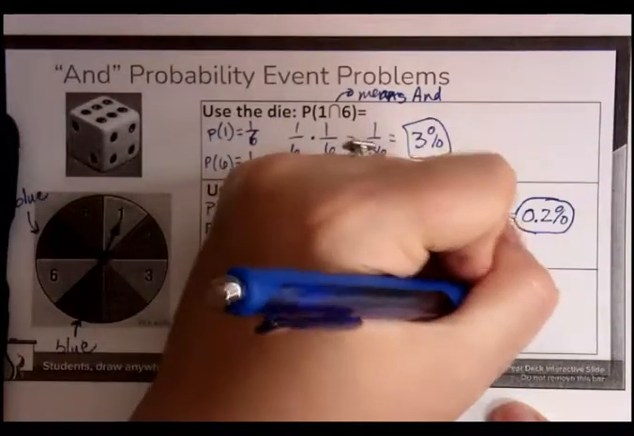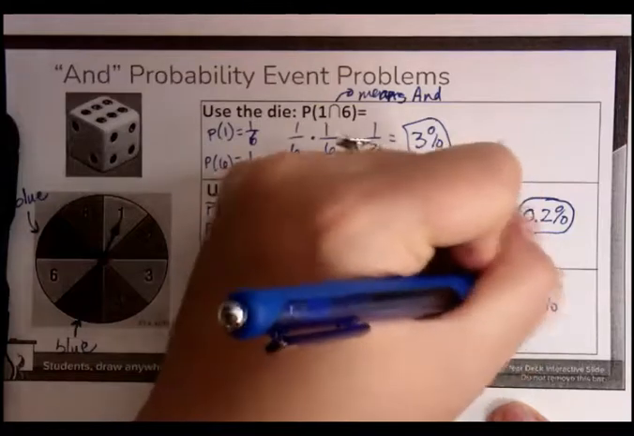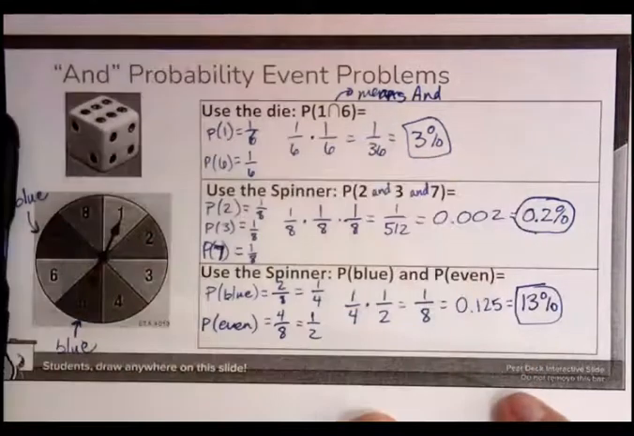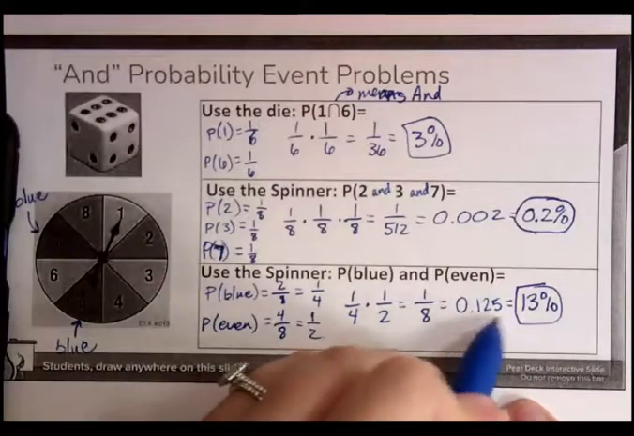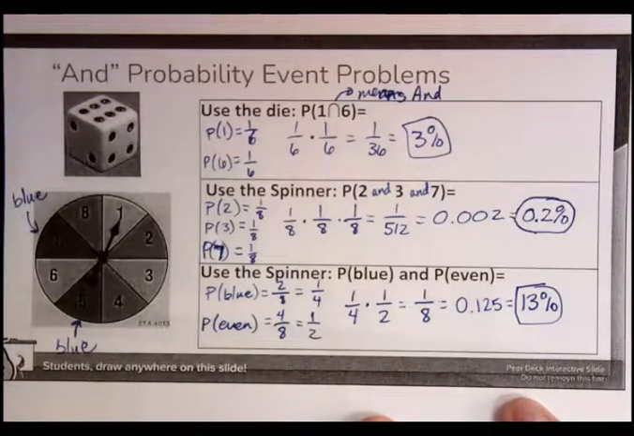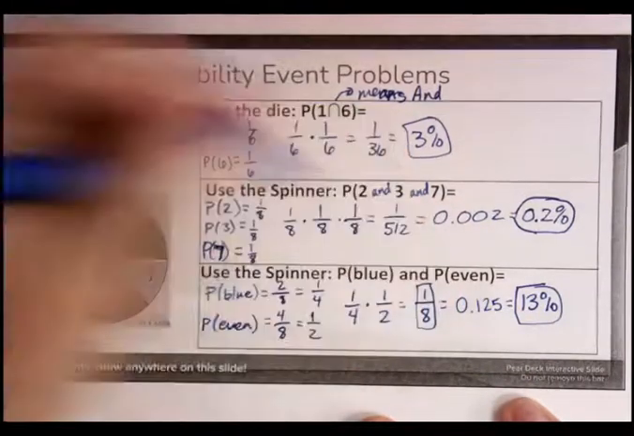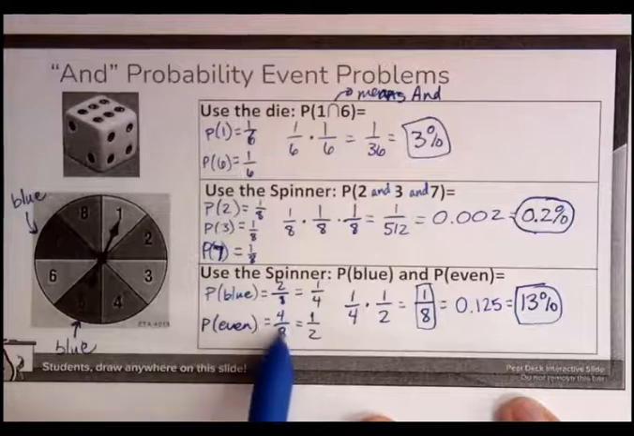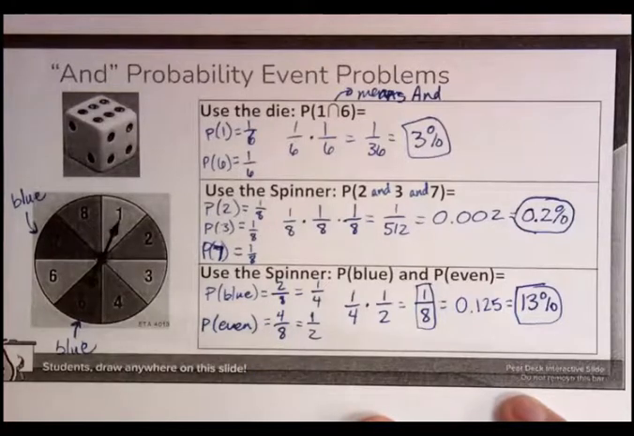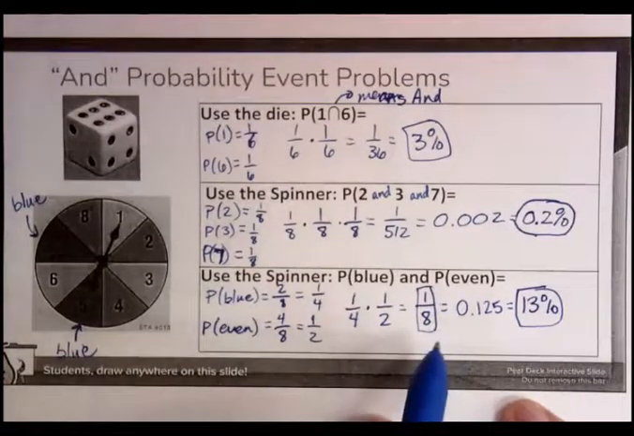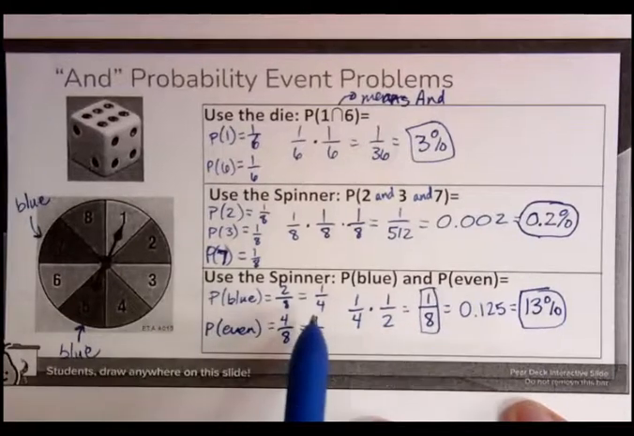And for a percent, if we round it to the nearest percent, it would be 13% after we move our decimal place over 2 times. Okay, so you won't get it wrong if you multiply 2 over 8 and 4 over 8. You will just have to simplify this fraction because you didn't simplify it before.